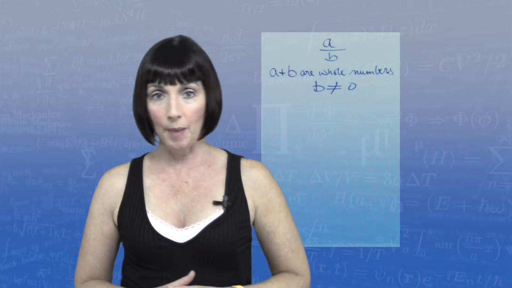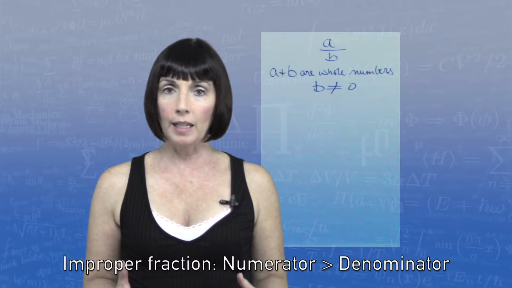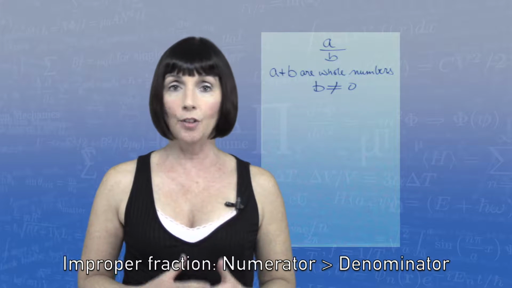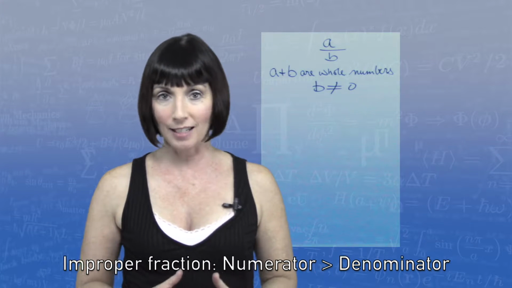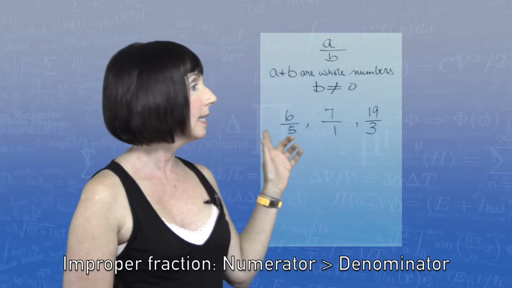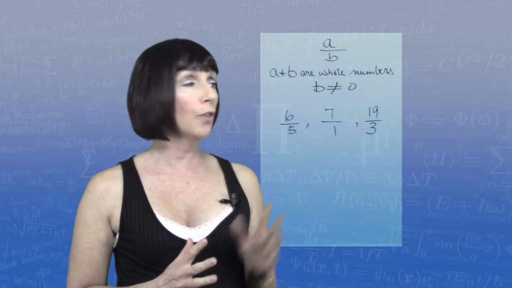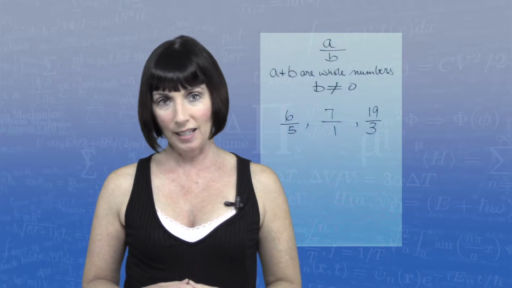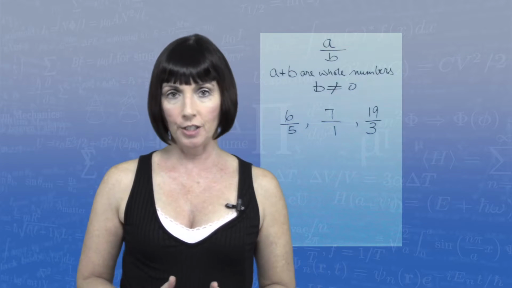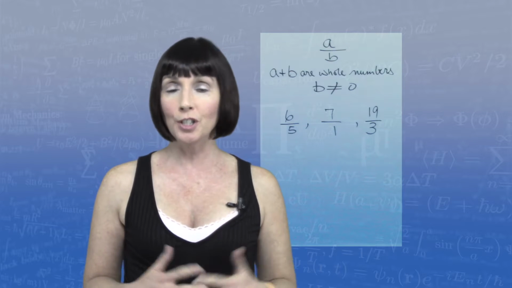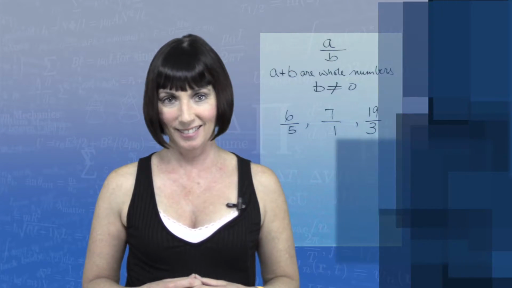Here's another basic point about fractions. If the numerator is greater than the denominator, then it's called an improper fraction. So, for example, 6 over 5, 7 over 1, 19 over 3. Those are all improper fractions because the numerator is a larger number than the denominator.